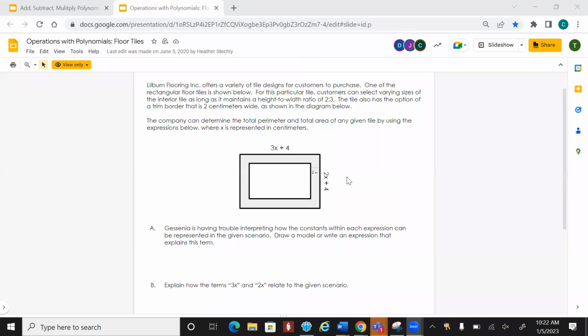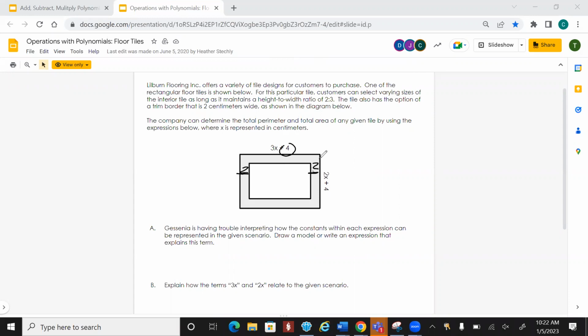Just also want to remind you, the reason why this is a 4 is because look at what the trim of the border is. 2 and 2, right? What's 2 plus 2? John Jason, you're doing great.